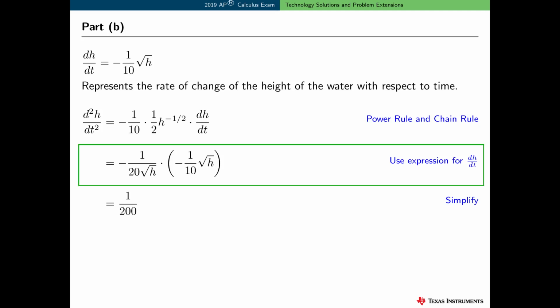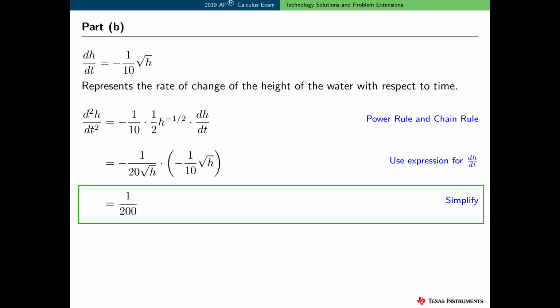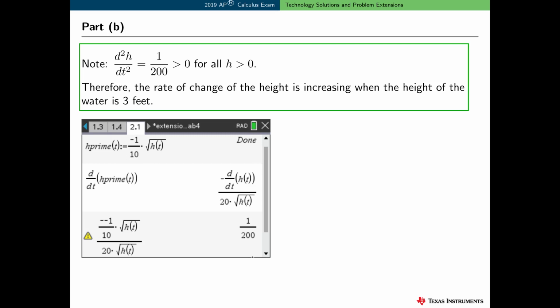Here, I did a little simplification, and I used the expression for dh/dt. And finally, just a little more simplification. So it turns out that d squared h over dt squared is constant, 1 divided by 200. Since the derivative of dh/dt is positive for all h greater than 0, the rate of change of the height is increasing when the height is 3.